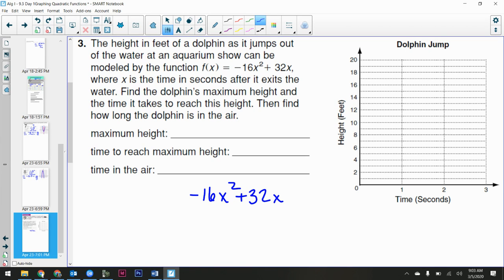So we got -16x squared plus 32x, where x is the time in seconds it takes to jump, and y is the maximum height. Find the dolphin's maximum height. Guys, what am I asking for when I say maximum height? The vertex. I'm asking for the vertex, so let's find the vertex.